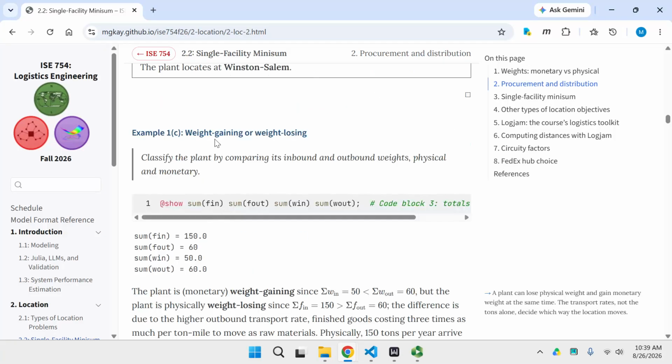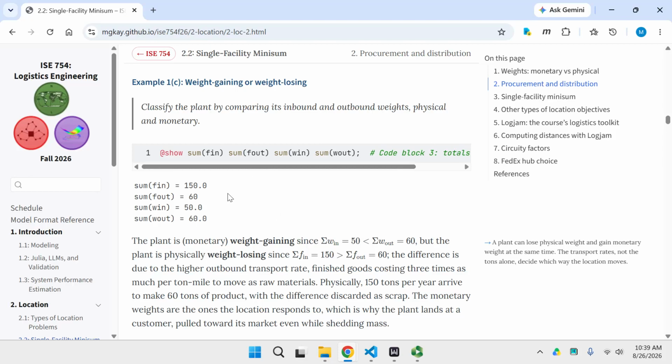Here's a related question. Is the plant weight gaining or weight losing? And here we're able to say that in the case of the actual physical weight, it is a weight losing. So it's losing physical weight. More physical weight goes in to produce a ton of output than comes out. But when we look at the monetary weight, it's actually a weight gaining activity. So in general, we would say this is a weight gaining activity because the monetary weight is higher on the output side than it is on the input side.